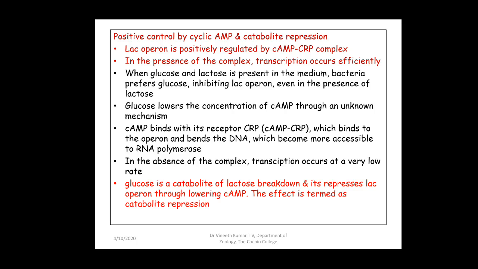Now coming to the next point, which is usually asked as a question: catabolite repression. Coming to the term catabolite, a catabolite is a substance which is formed after the metabolism of a particular substrate. In the lac operon, the substrate is lactose, and because it is a disaccharide, when it is metabolized it produces two sugars, glucose as well as galactose. So in our discussion of positive control, we saw that glucose, which is one of the catabolites of lactose, when lactose breaks down into glucose and galactose, is repressing the lac operon. Is that clear?